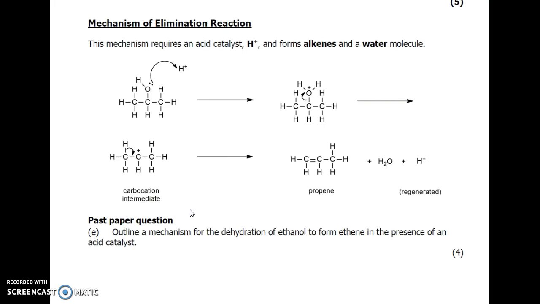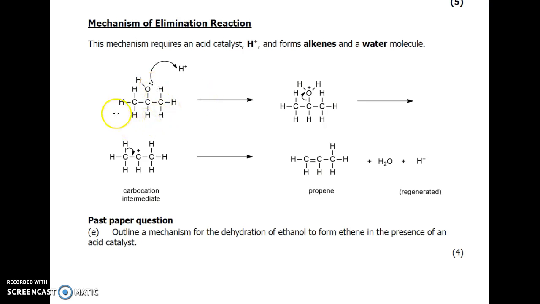alcohol. Now, this mechanism is caused by the action of a catalyst. It's a hydrogen ion catalyst, so it's an acid, and that acid we use is concentrated sulfuric acid. You may recall doing the reaction using concentrated phosphoric acid.